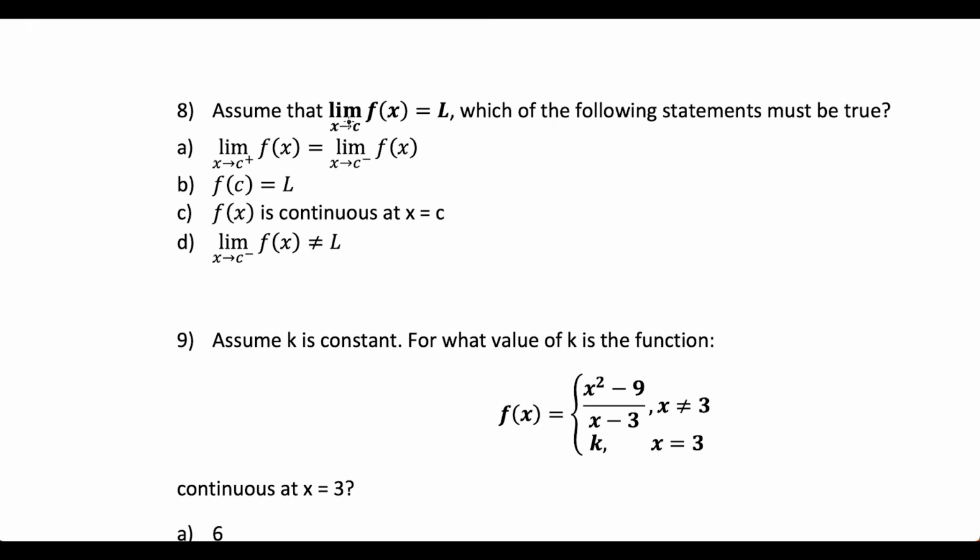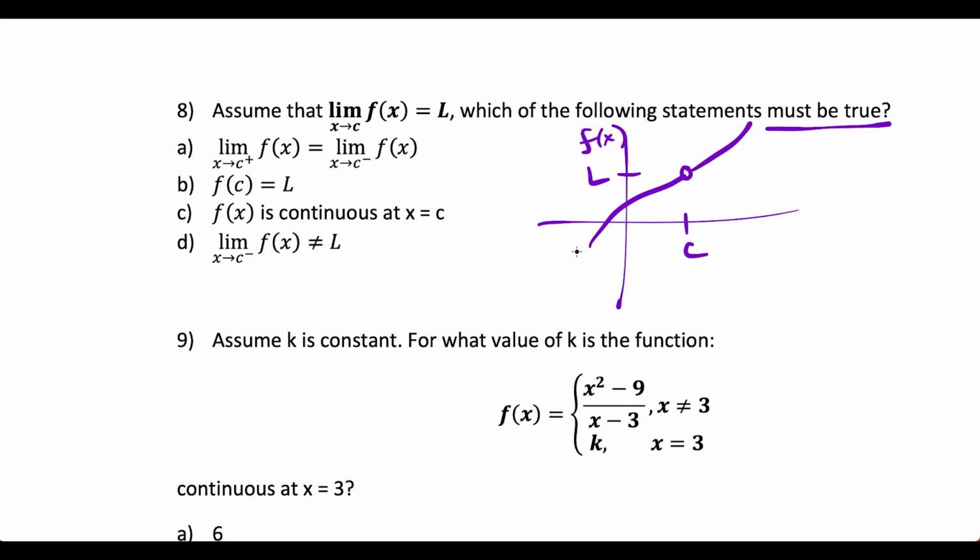So question 8, we have the limit as x approaches c of f of x equals L. Which of the following statements must be true? So for this one, I would draw it out. What does it look like if the limit as x approaches c of our function f of x equals L? And what I would do here is just aim for this point over here. So I have a graph here and it's heading in the direction of L like this.